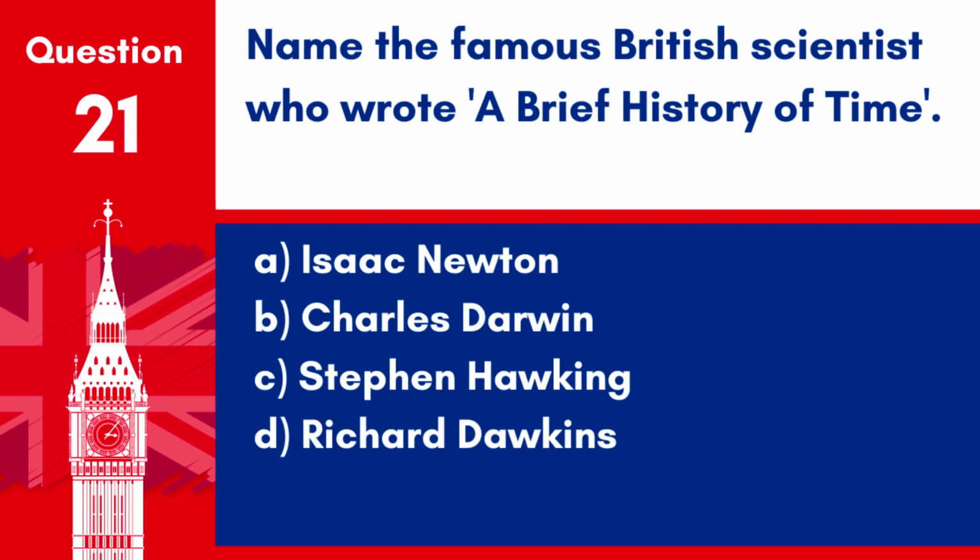Question 21. Name the famous British scientist who wrote A Brief History of Time. A. Isaac Newton. B. Charles Darwin. C. Stephen Hawking. D. Richard Dawkins. Answer: C. Stephen Hawking. Stephen Hawking, the renowned British physicist, wrote A Brief History of Time, which explains complex scientific theories in a way accessible to the general reader.